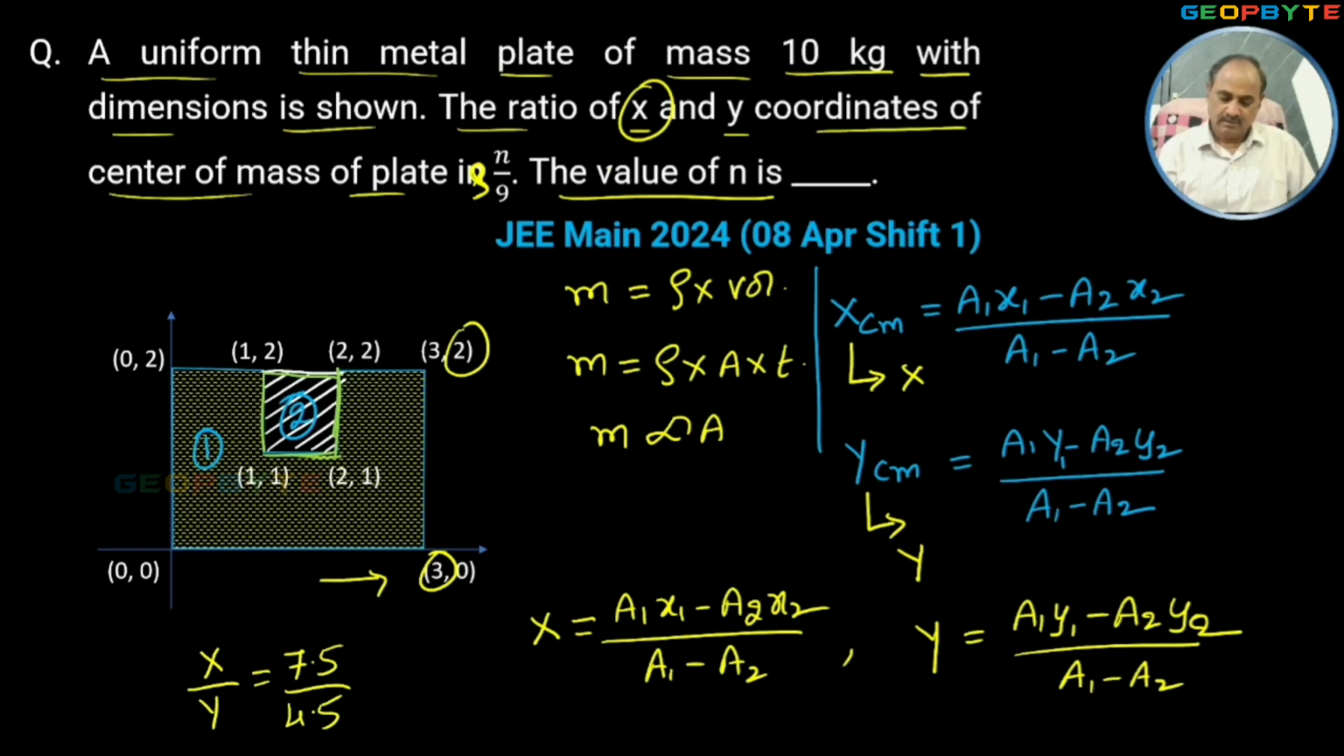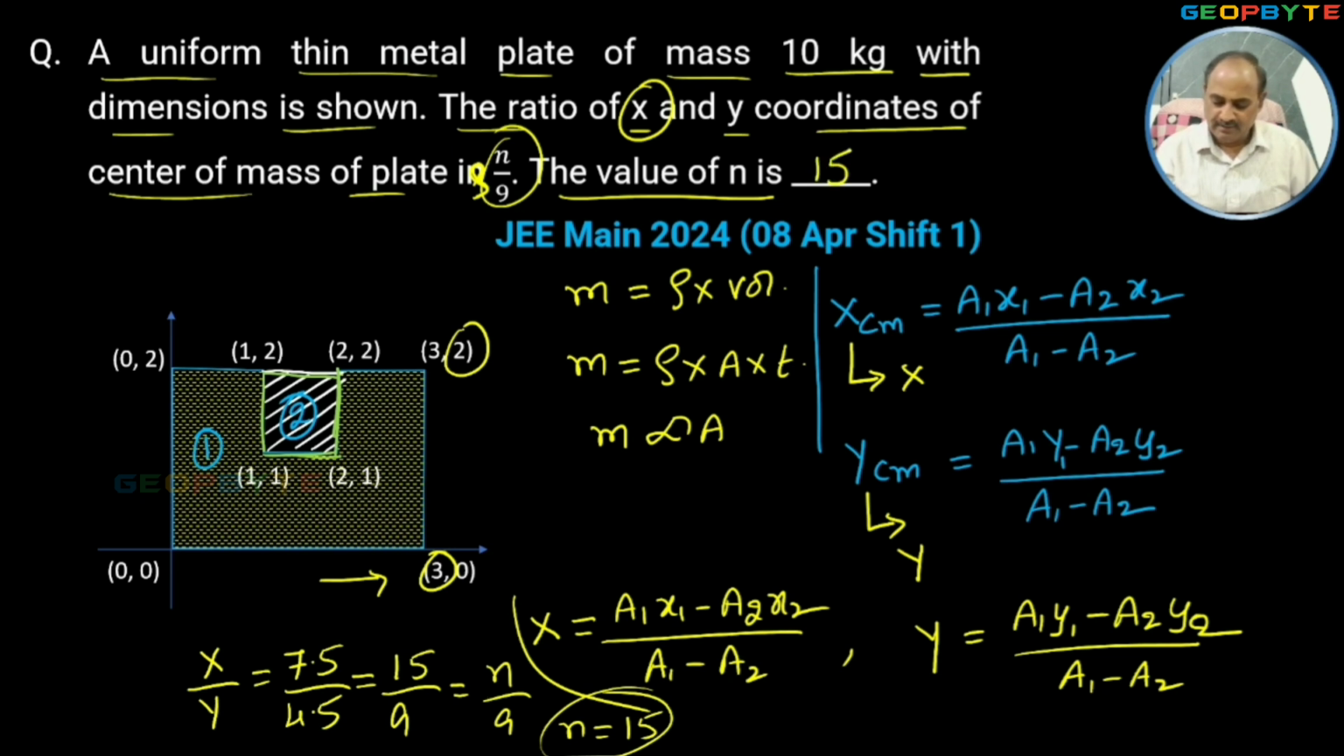But look, the ratio given is n by 9. So therefore you multiply it on both sides by 2, giving 15 by 9. It is given as n by 9. From this I can conclude that n equals 15. So the n value is 15.